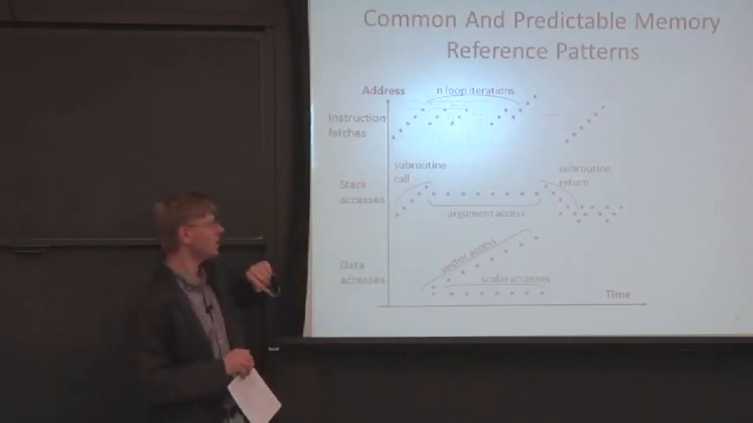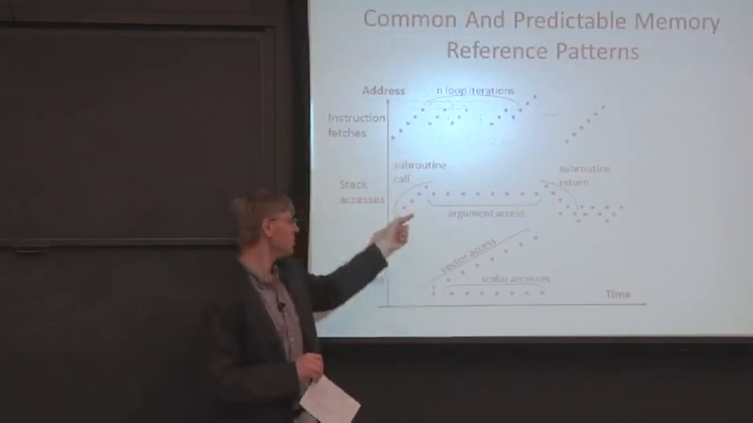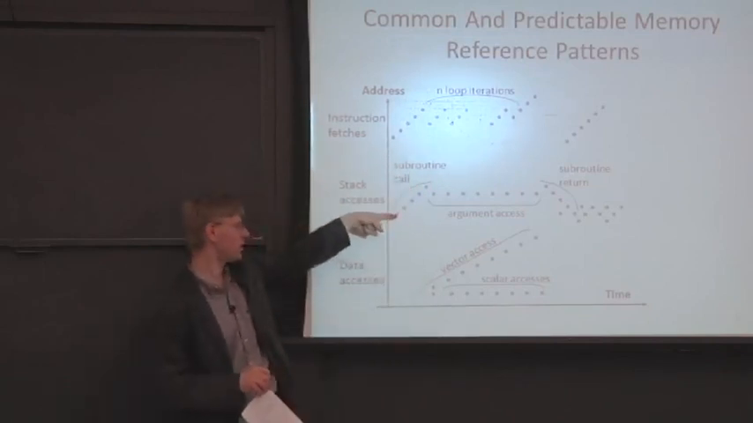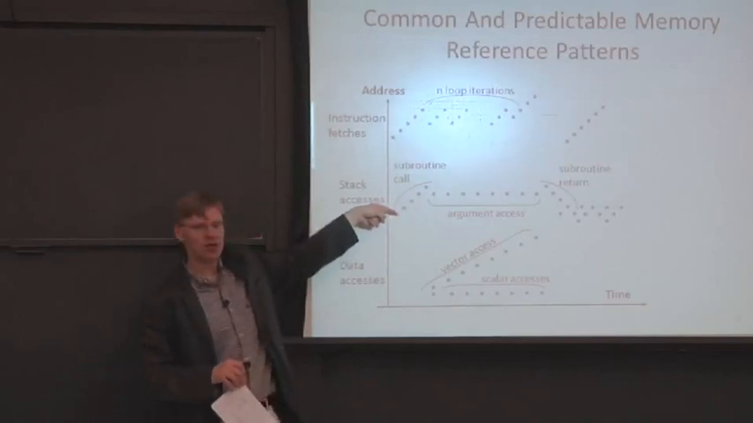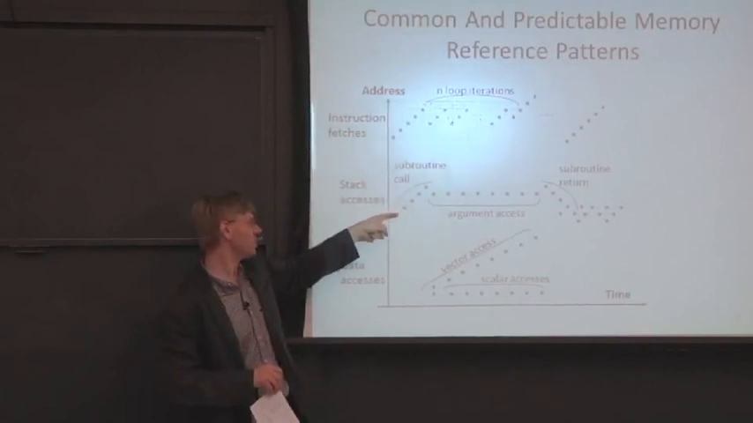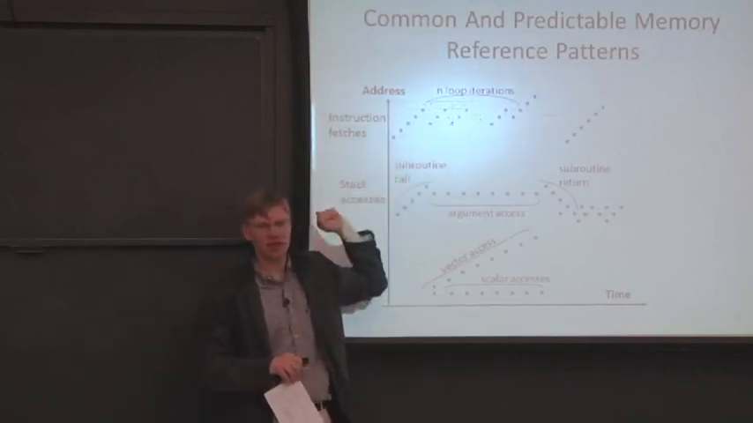So let's take a look at what happens when you go to do a subroutine call. When you make a subroutine call, the stack is at one address. The stack pointer is somewhere here. And when you go do a subroutine call, you're going to push all of your registers onto the stack. So you're going to put something here, put something here, put something here, put something here, and the stack pointer is going to logically increase.